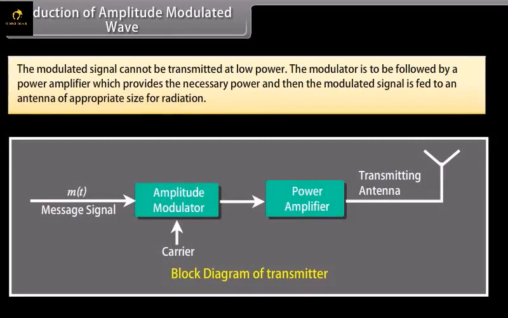The modulated signal cannot be transmitted at low power. The modulator is to be followed by a power amplifier which provides the necessary power, and then the modulated signal is fed to an antenna of appropriate size for radiation.